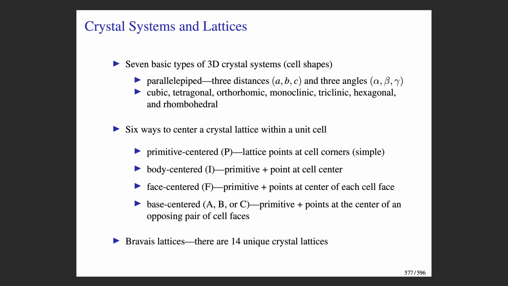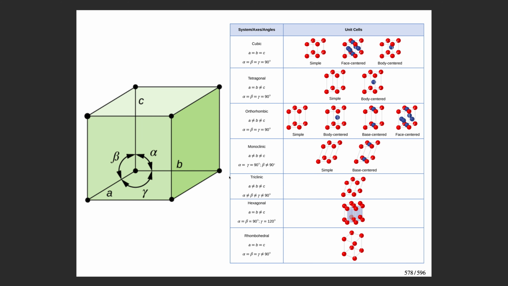And then there's also base-centered crystalline lattices as well. All told, by combining these 7 basic crystalline types with these 6 different ways you can arrange the crystal lattice within the cell, you can come up with a total of 14 unique crystalline lattices. These are called the Bravais lattices, and they're illustrated here.